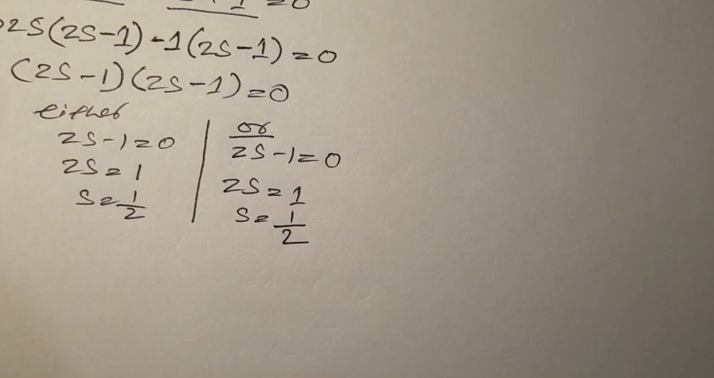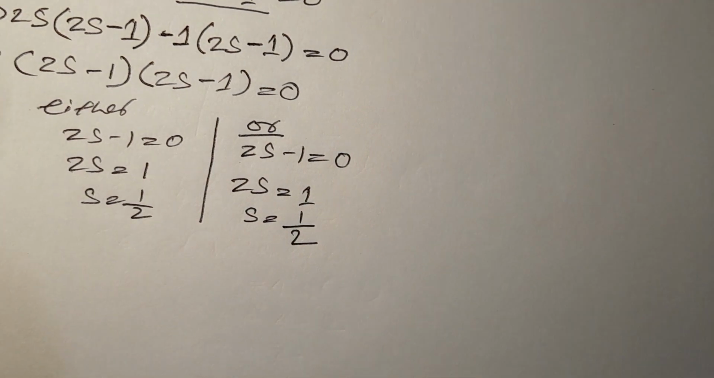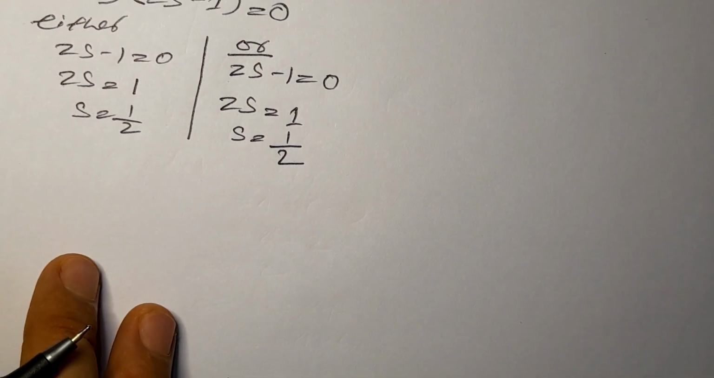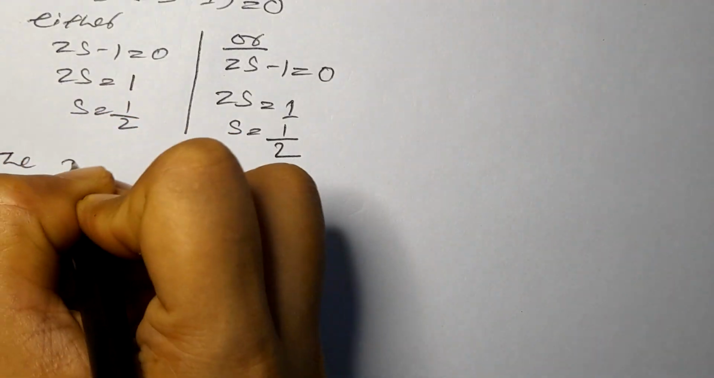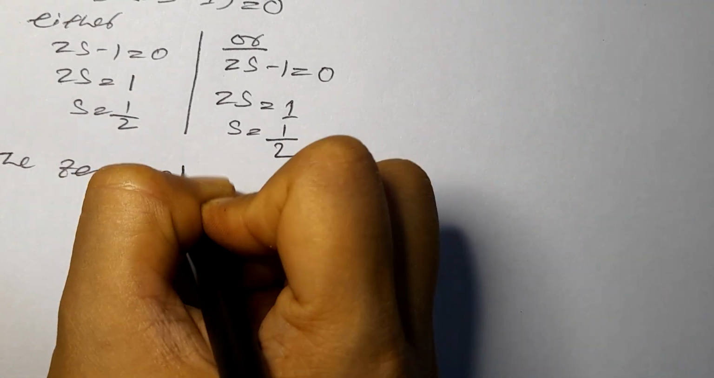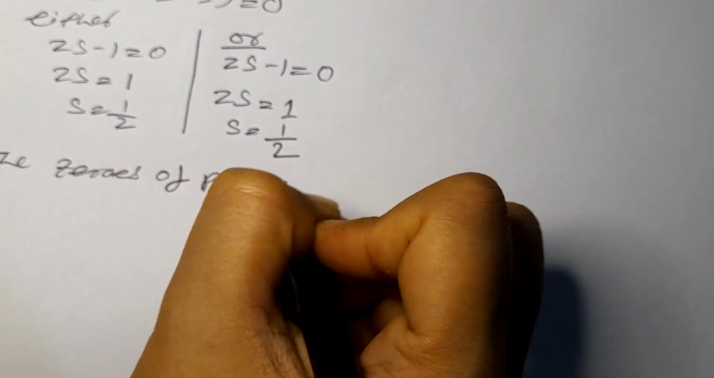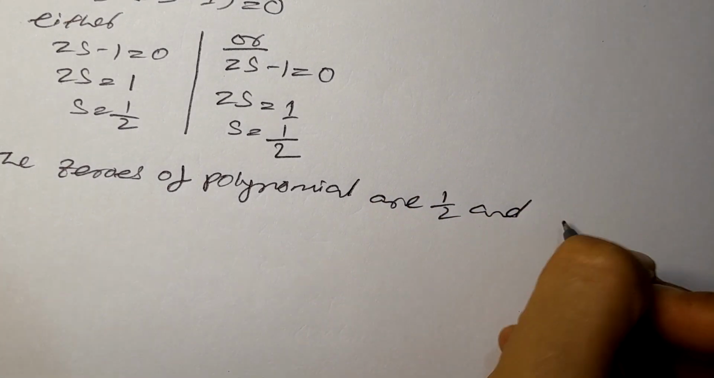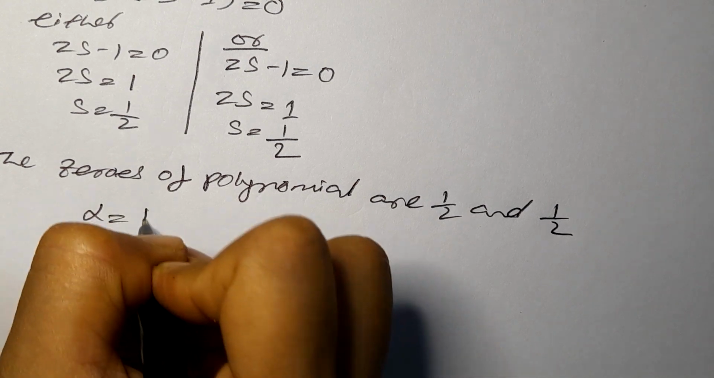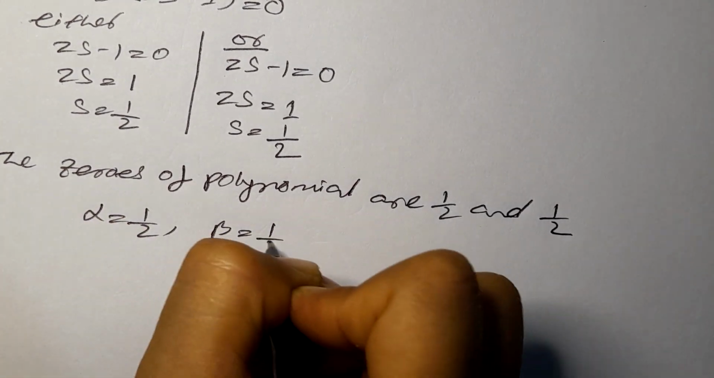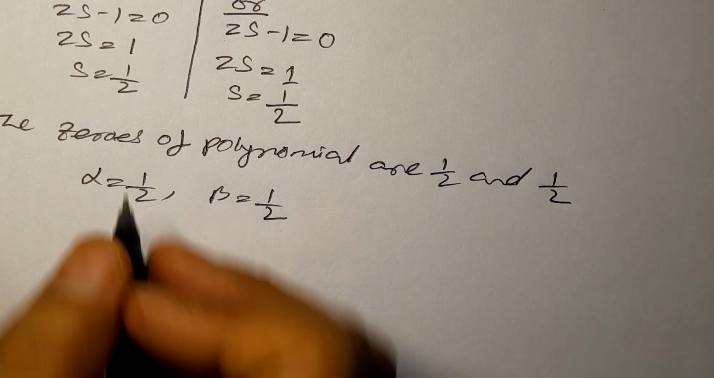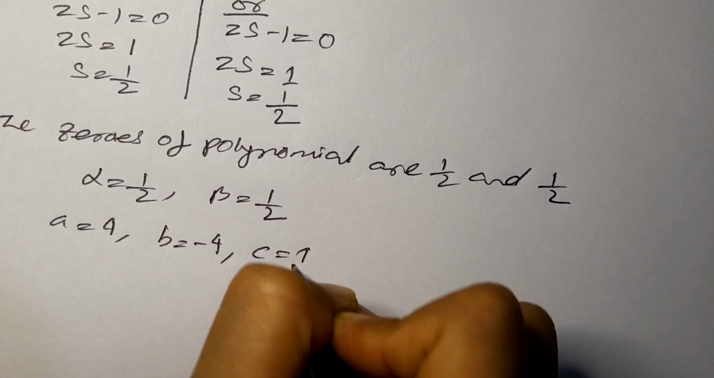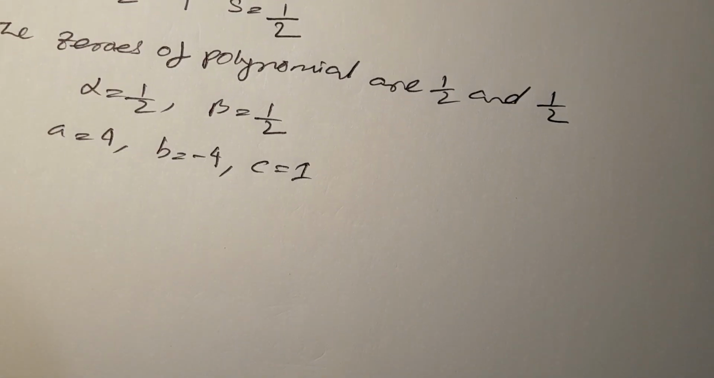The zeros of the polynomial are 1 by 2 and 1 by 2. So alpha equal to 1 by 2, beta equal to 1 by 2. And we have the value of A, B, C. How much is A equal to 4, B equal to minus 4, C equal to 1. Already written in the front part.